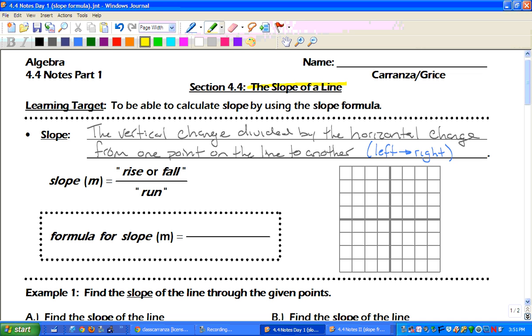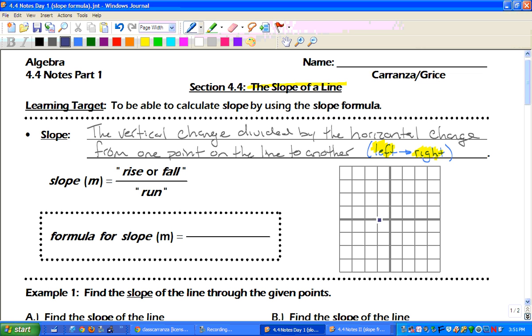Slope is the vertical change divided by the horizontal change from one point to another, okay? And anytime we do that, we're talking about from left to right, just like when you're reading a book, okay? So another way that you're going to see that is rise or fall over run. So let's take a look at some points.